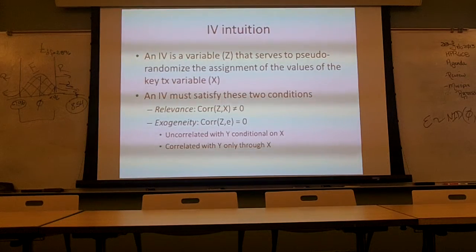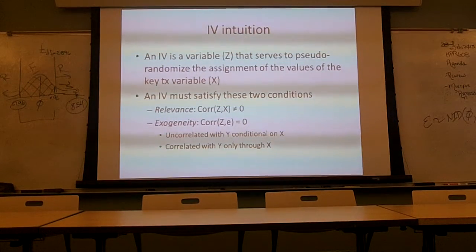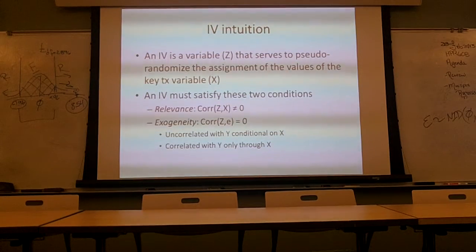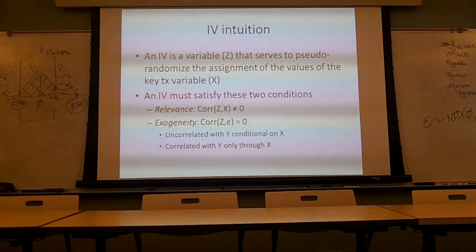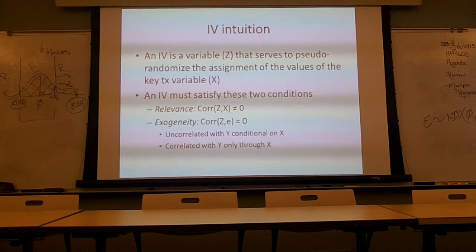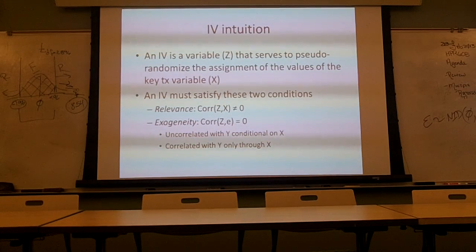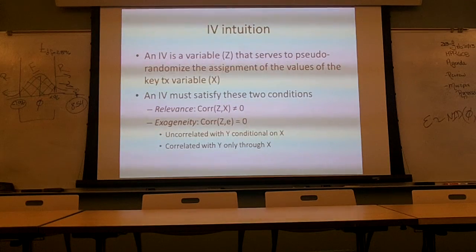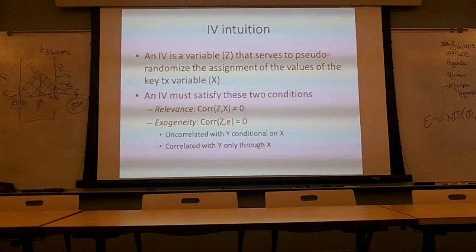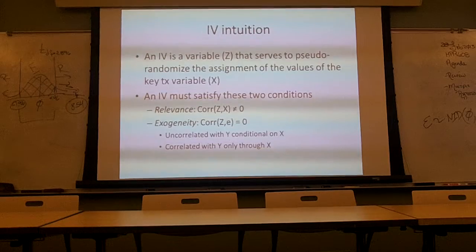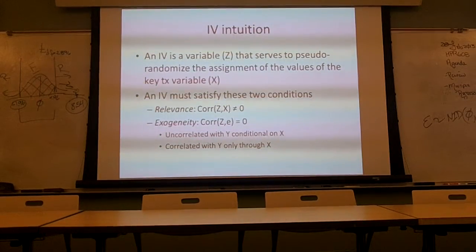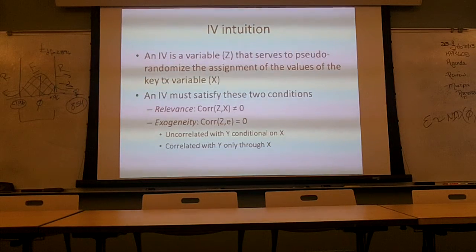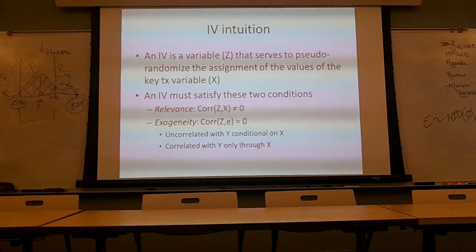If you can find that magical bullet, like the best example I used on Tuesday was the idea of randomization assignment in a trial as an instrument for whether or not you actually got the treatment. It's not perfectly correlated, but it's highly correlated with whether you get the treatment, and it shouldn't otherwise be correlated with what your outcomes were, except through the treatment received.